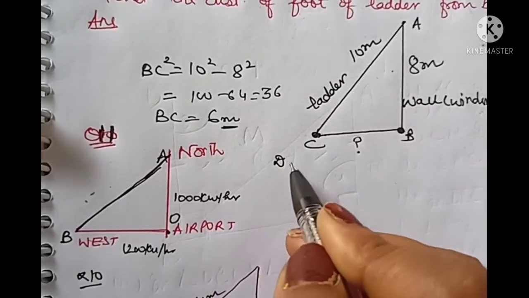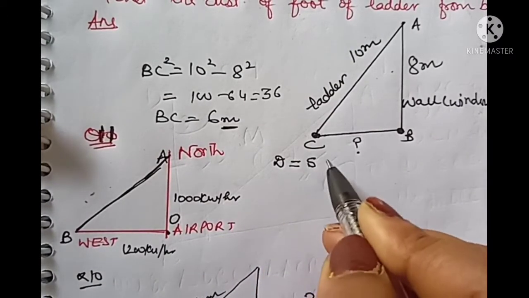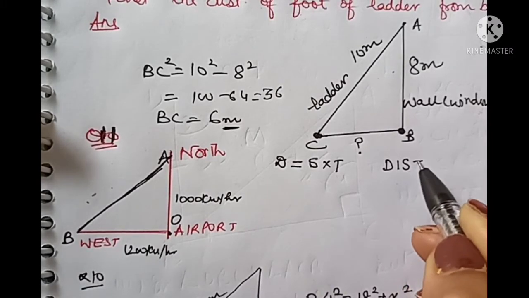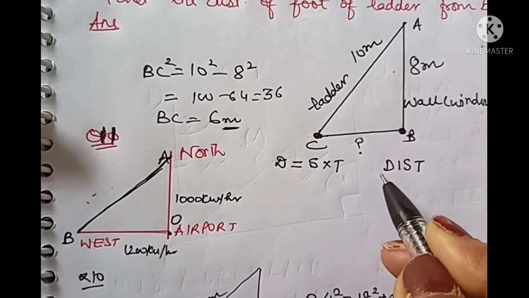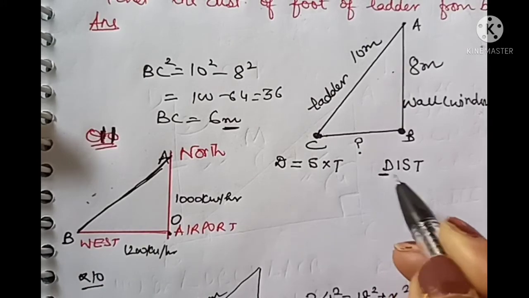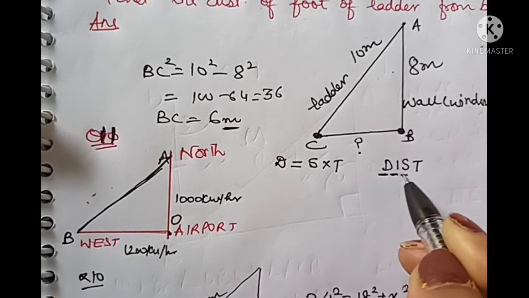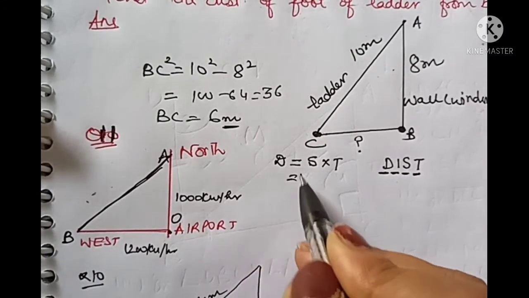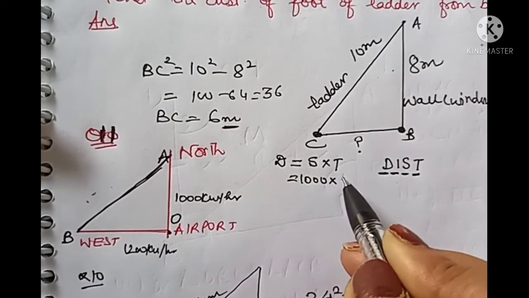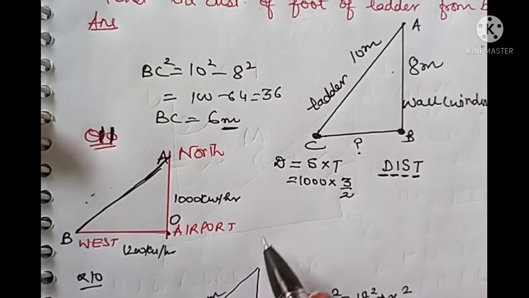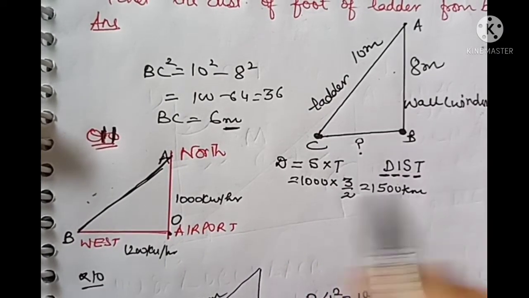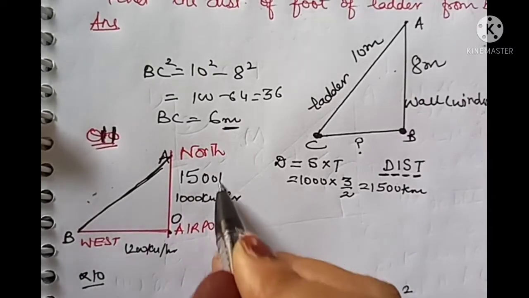Do you remember the formula for distance? Distance is equal to speed into time. See, distance spelling is DISTANCE. So this only gives you the formula. Distance is equal to speed into time. Right? So speed is 1000 for the first plane and time is 1.5 hour, that is 3/2 hours. So this gives me 1500 kilometers. So distance covered by first plane is 1500 kilometers.